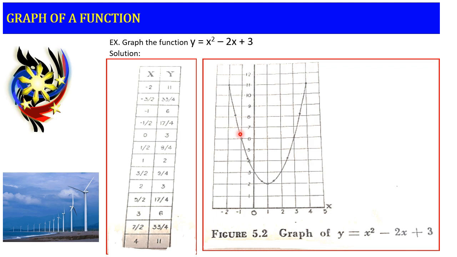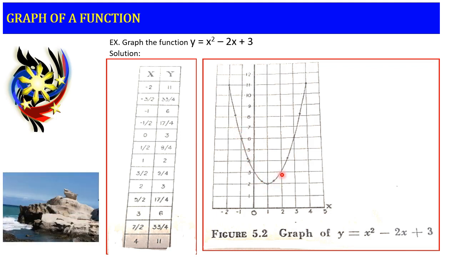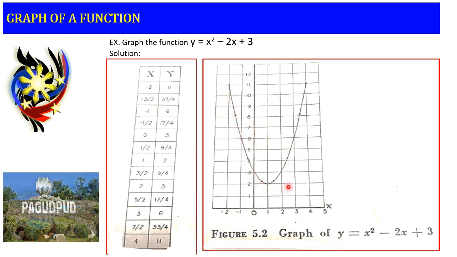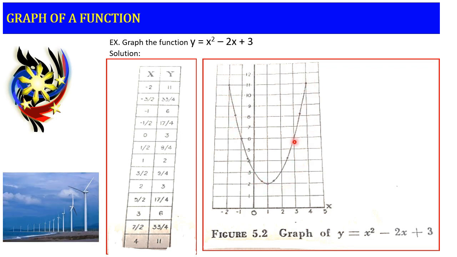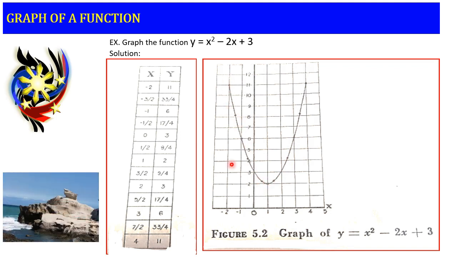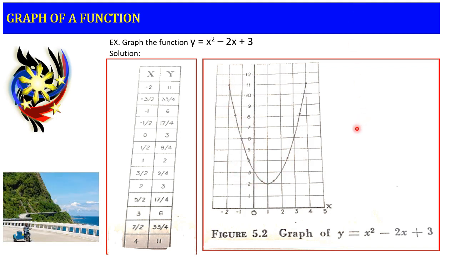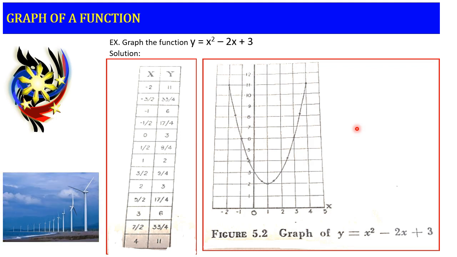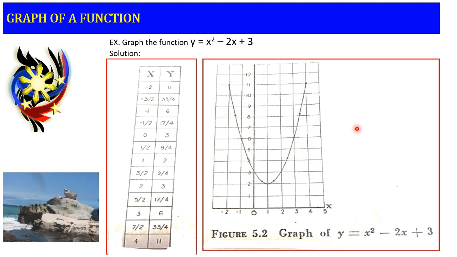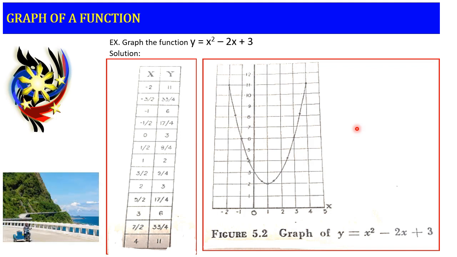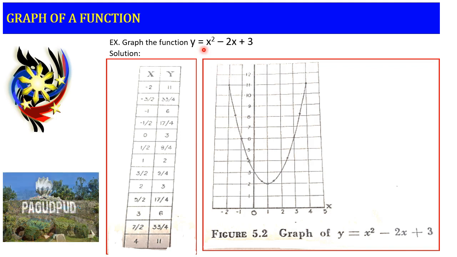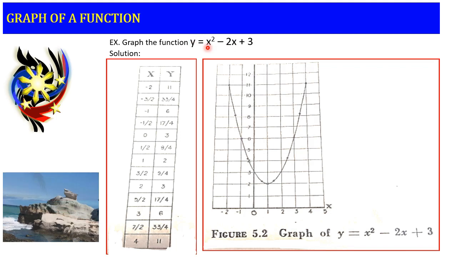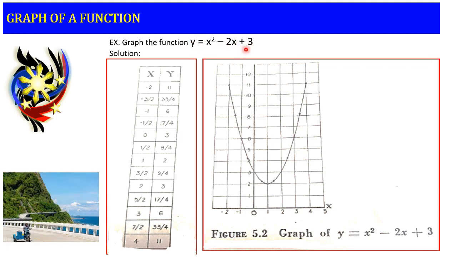Kung may mga points ka ng ganyan, i-connect mo daw yon with a ball pen. Pag kukonect-connectahin mo yung point, at yan ang magiging graph of the function y is equal to x squared minus 2x plus 3. Hindi po nakakabigla kasi ito po ay equation of a parabola that is opening upward, no? Napag-aralan na po natin ito sa ating algebra.